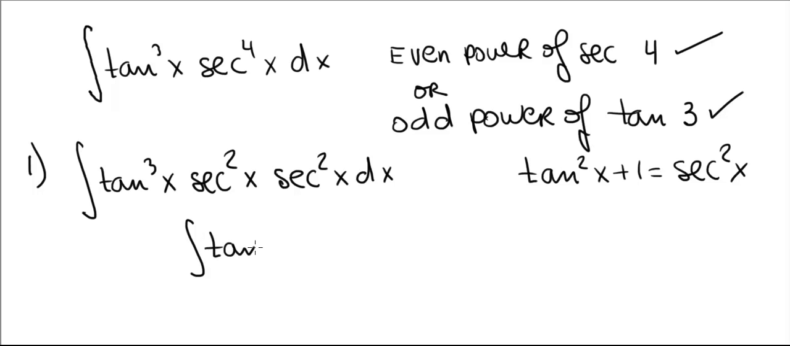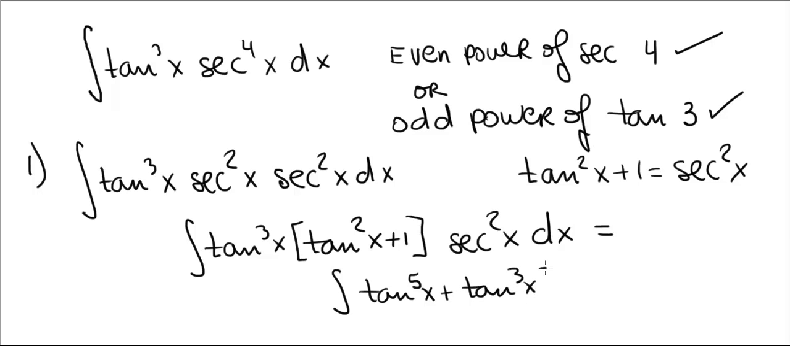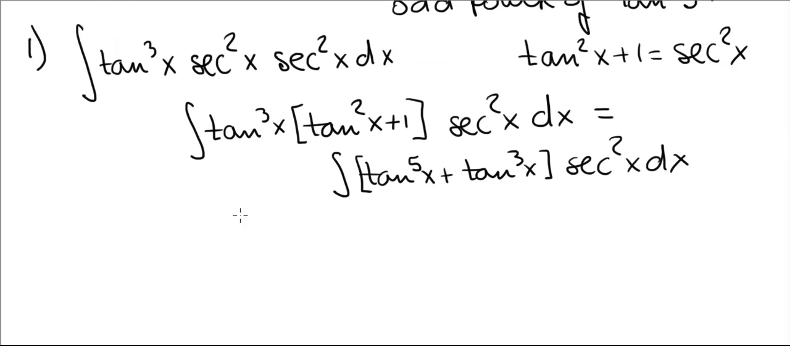So we get tan cubed x times tangent squared x plus 1 times secant squared x dx, which is equal to tangent to the fifth x plus tangent cubed x times secant squared x dx. And we'll be using just regular u substitution. I hope that's obvious here.